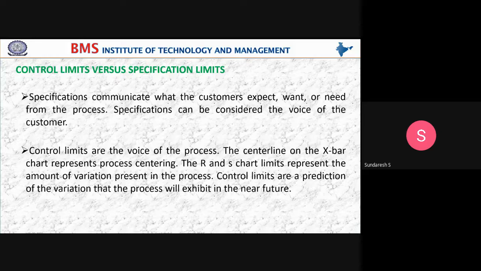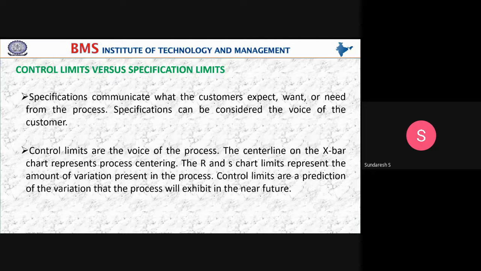Okay. Then the second one is the control limits. Control limits are the voice of the process. Very important thing: control limits are the voice of the process. The center line on the X bar chart represents process centering. The R and S chart limits represent the amount of variation present in the process. Control limits are a prediction of variation that the process will exhibit in the near future. These are the two important things you're supposed to remember.